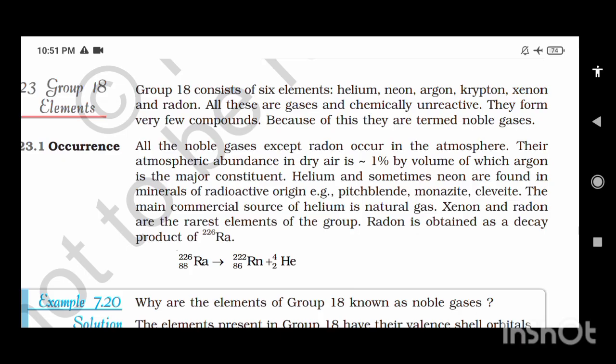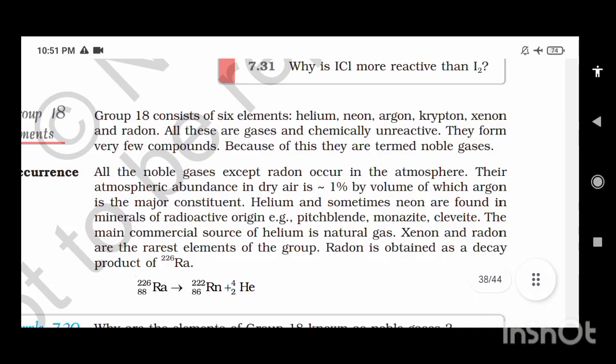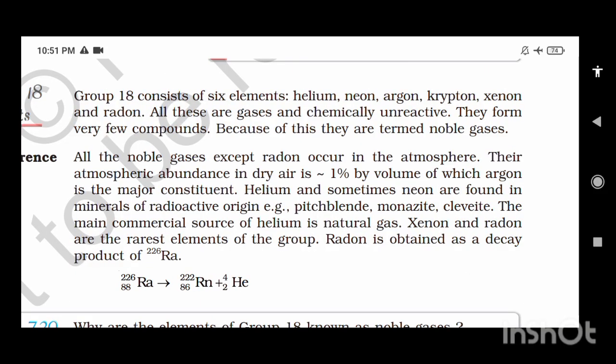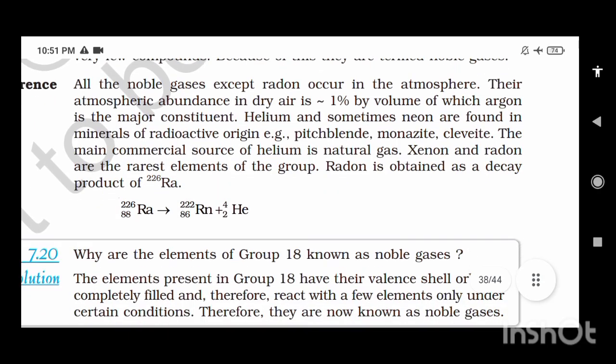Occurrence: all the noble gases except radon occur in the atmosphere. Their atmospheric abundance in dry air is 1% by volume, of which argon is the major constituent. Helium and sometimes neon are found in minerals of radioactive origin. Example: pitchblende, monazite, cleveite. The main commercial source of helium is natural gas. Xenon and radon are the rarest elements of the group. Radon is obtained as a decay product of radium.